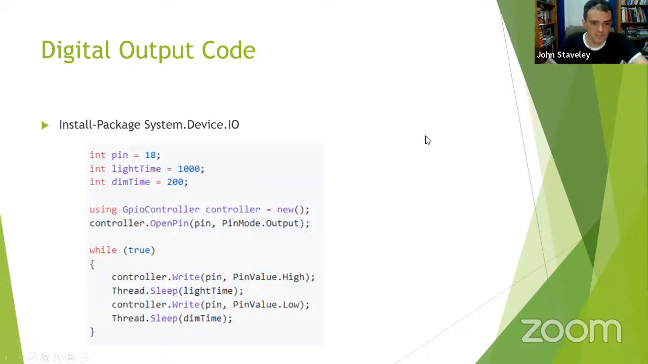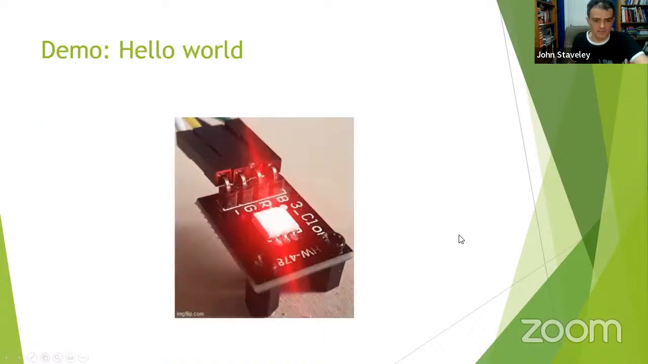And then in terms of your C# code, you just define the pin number. In this case, it's 18, and then you create a GPIO controller, and then you set the pin to be an output. So I've defined that pin to be an output, and then you flash it high, wait a little bit, and flash it low. Easy. There you go. So there's your hello world in IoT.